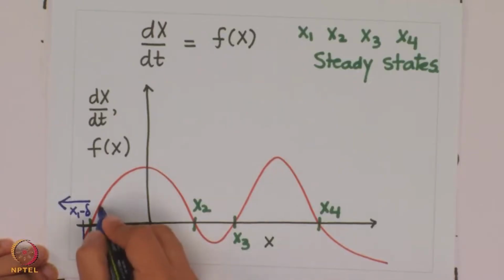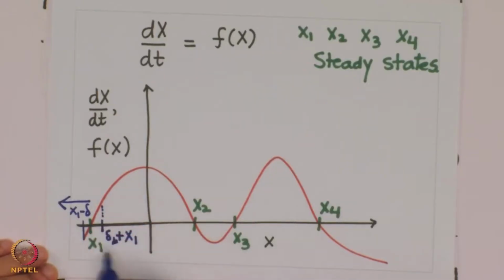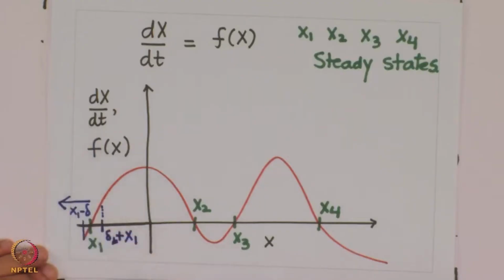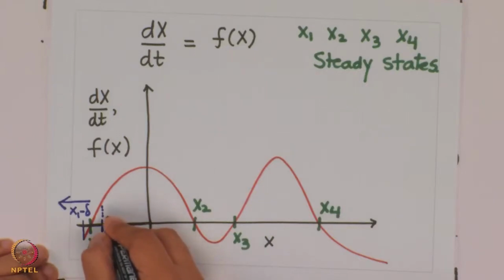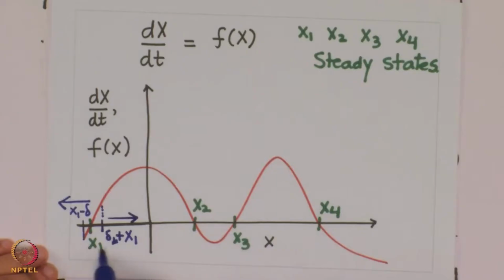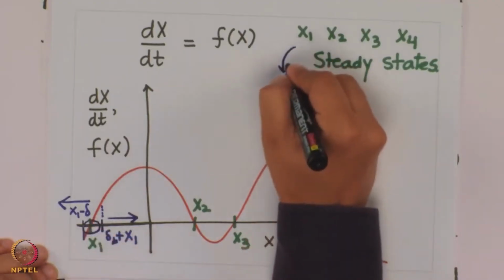And now again we look at the sign associated with dx by dt at x1 plus delta, and we see that it is a positive number, and positive number implies that as t increases, x also increases, and hence as we move forward in time, the value of x moves towards the right. So upon introduction of a disturbance in either direction at the steady state x equal to x1, we see that the system wants to move away from this steady state, and hence this particular steady state x1 is unstable.